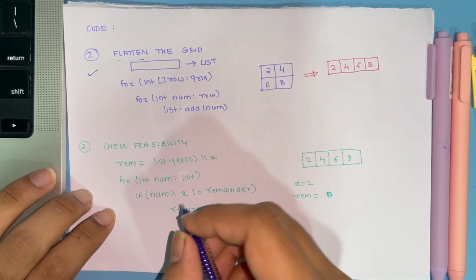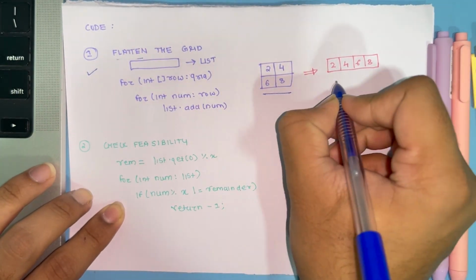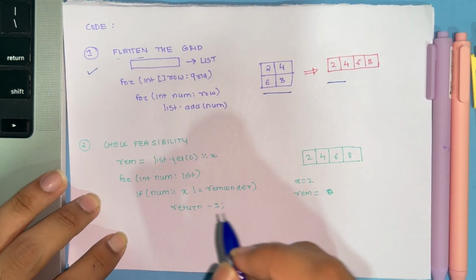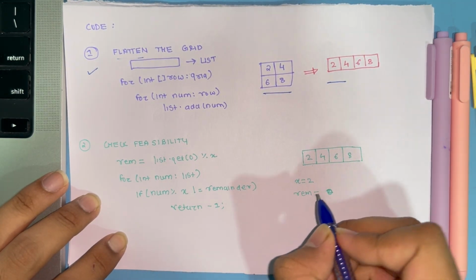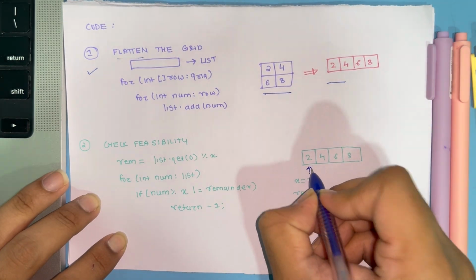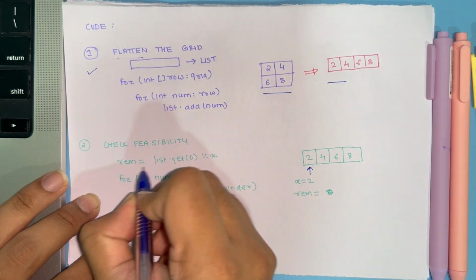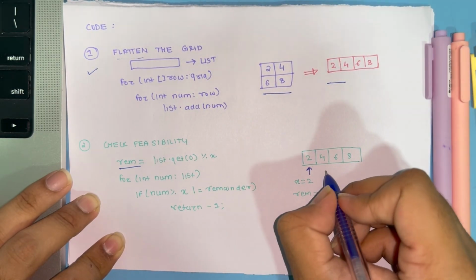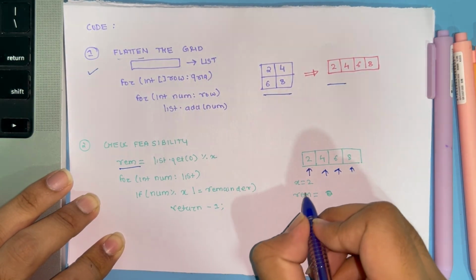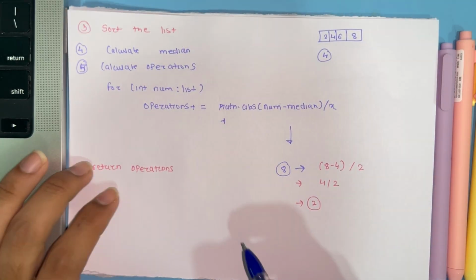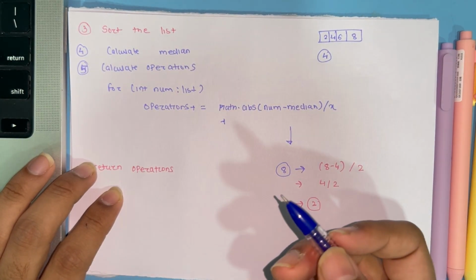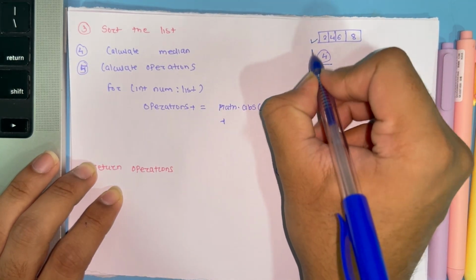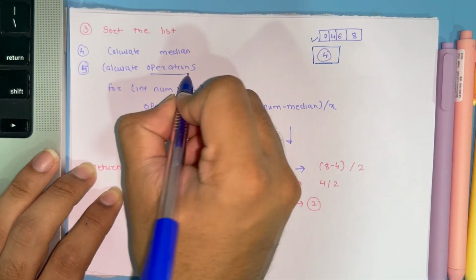In the first step, we are just flattening the list. In the second step, we are checking the feasibility of every element, that it gives the same remainder. For example, here we are getting the remainder 2%2, which will be 0, and checking for all the elements whether they give the same remainder or not. The third step is to sort the list because we need to find the median in the next step. In the next step, we just get the median. In the final step, we calculate the operations.